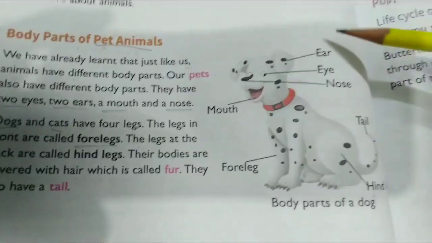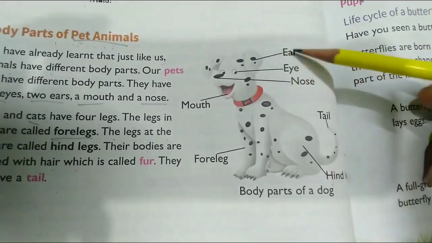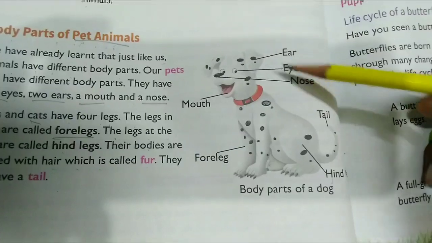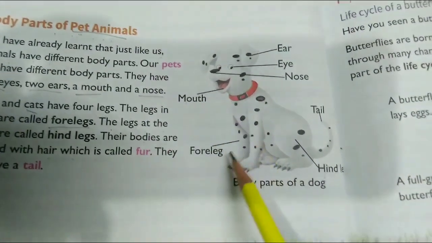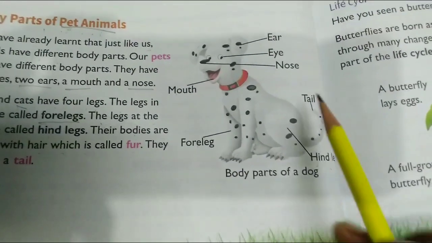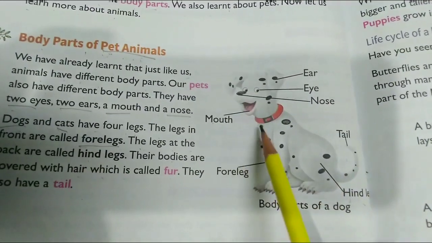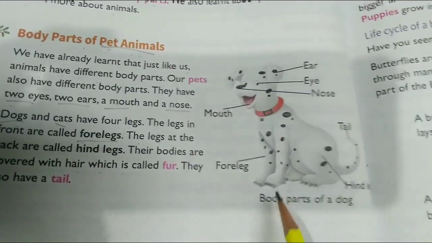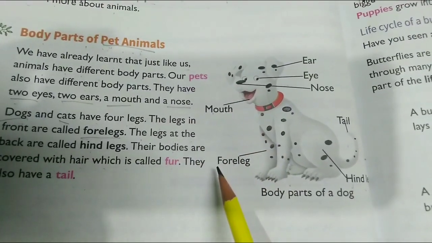So children, now let us see here. This is the ear, these are the eyes, nose, mouth, foreleg, hind leg, and this one is the tail. So this is the body part of a dog. Dog and cat have the same features.